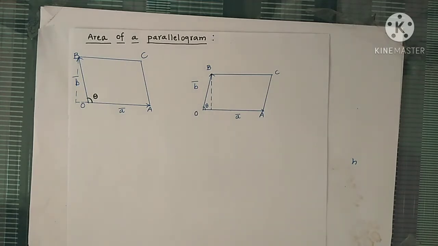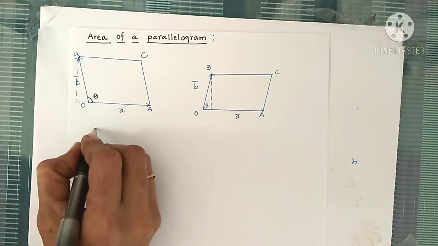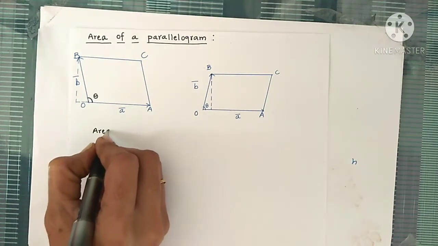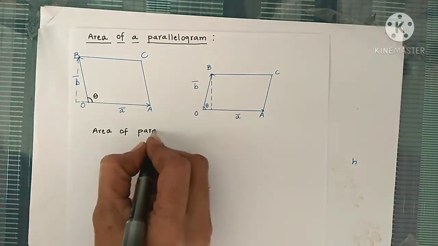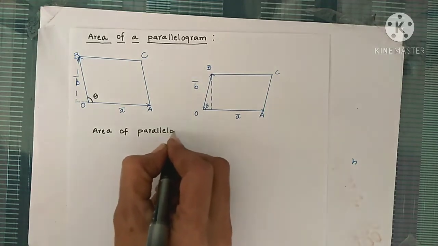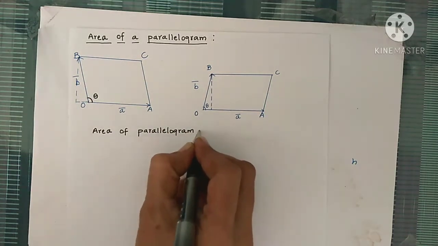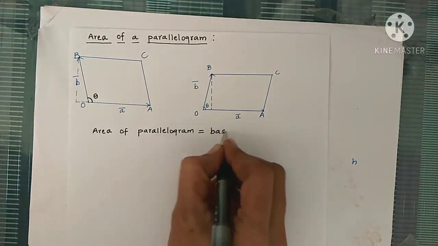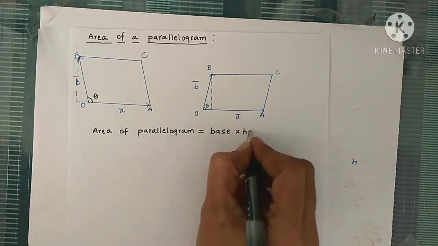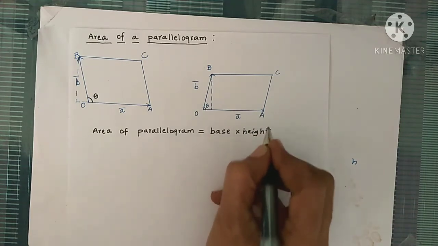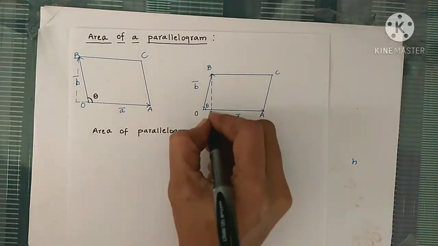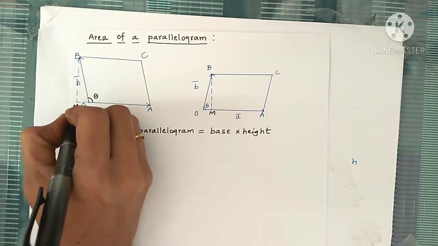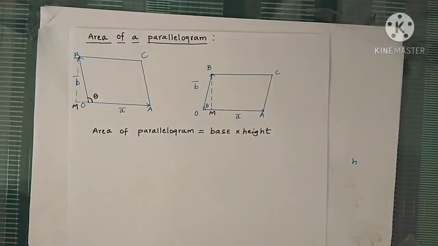We know that area of parallelogram is base into height. So let's write the formula first. Area of parallelogram equal to base into height. Now in both diagrams the base is OA. To find the height of the parallelogram, let's draw BM perpendicular to OA. In this diagram also BM is drawn perpendicular to OA.